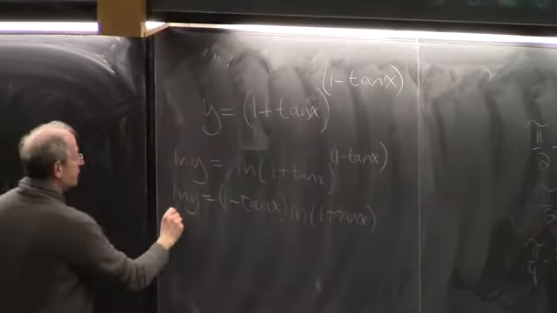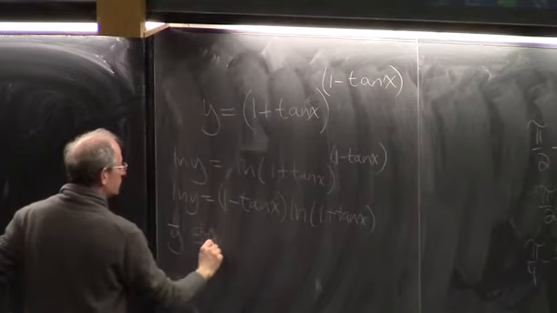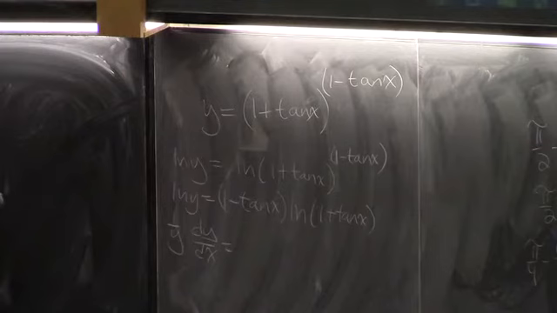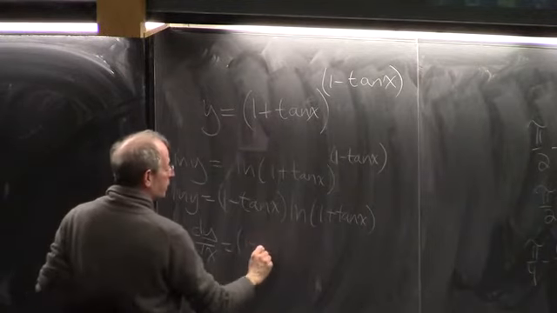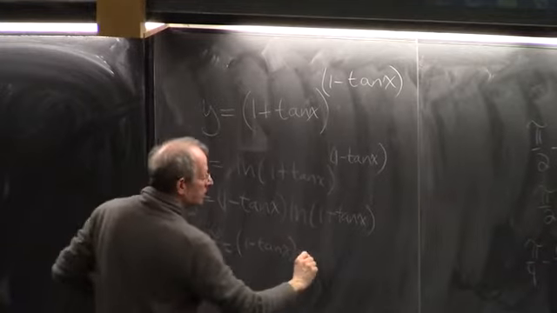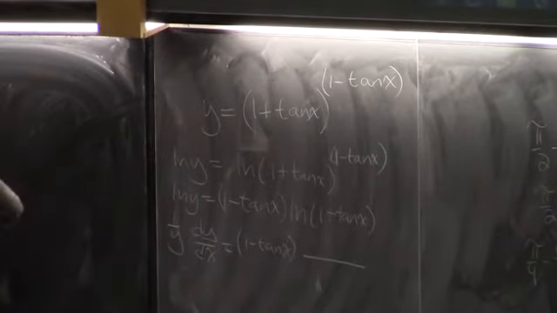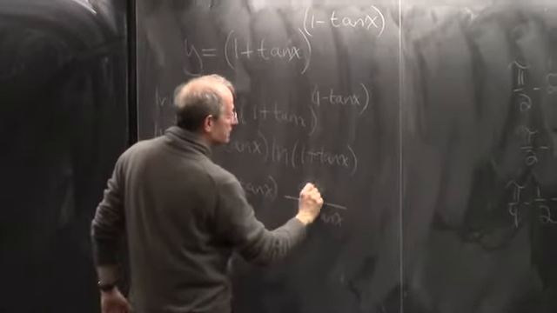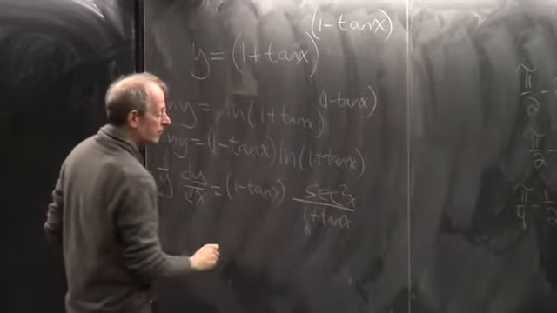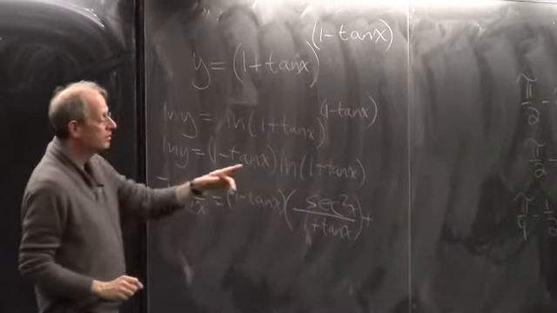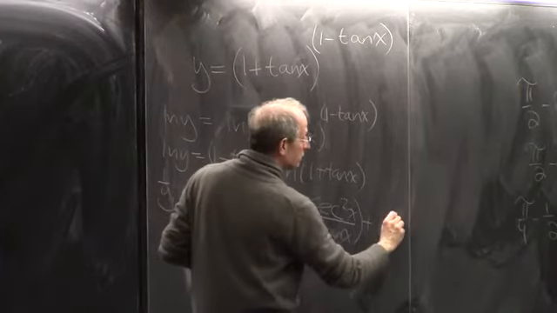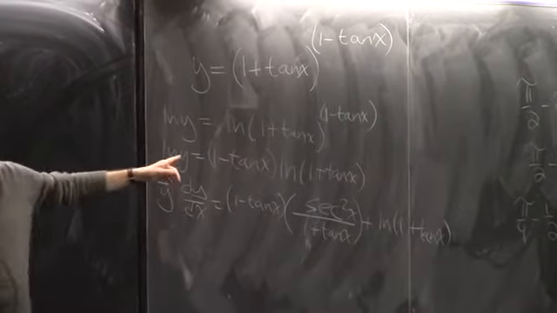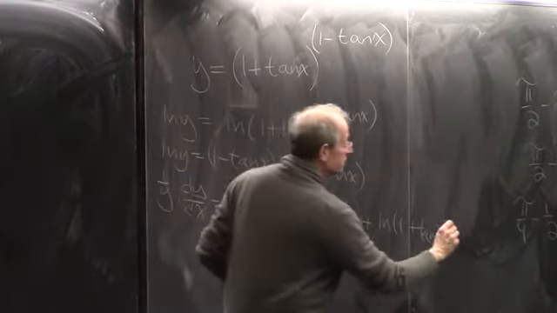Okay, take the derivative. 1 over y, dy/dx equals, I use the product rule. So we take the first term, 1 minus tan x, times the derivative of the second term: 1 plus tan x in the denominator, secant squared x in the numerator, plus log of 1 plus tan x times the derivative of 1 minus tan x, which is minus secant squared x.